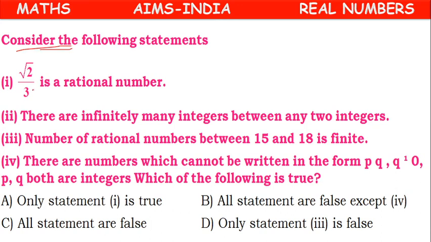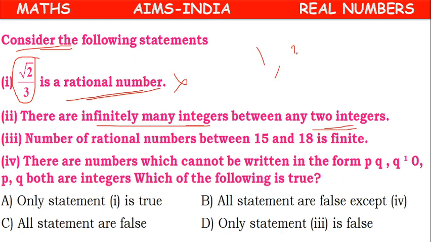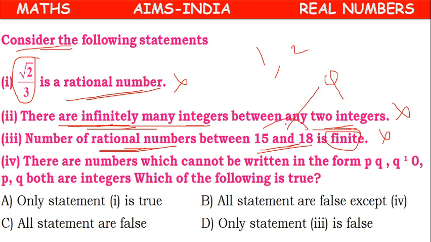Next, consider the following statements. Root 2 by 3 is a rational number. Actually, it is a wrong statement. There are infinitely many integers between any two integers. Between 1 and 2 there will be no other integer, but they have given infinitely many integers between two integers. Wrong statement. The number of rational numbers between 15 and 18 is finite. Wrong, because we can insert infinite rational numbers and infinite irrational numbers. So they told finite. Finite means limited.